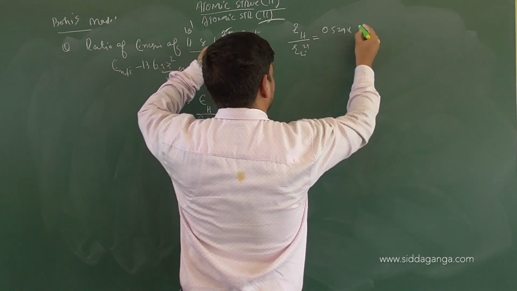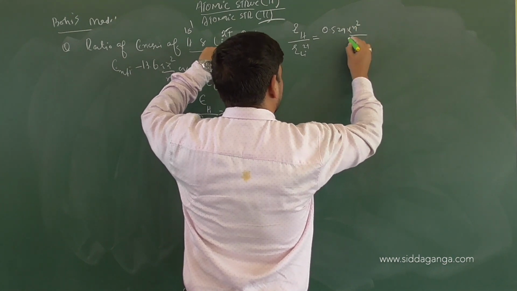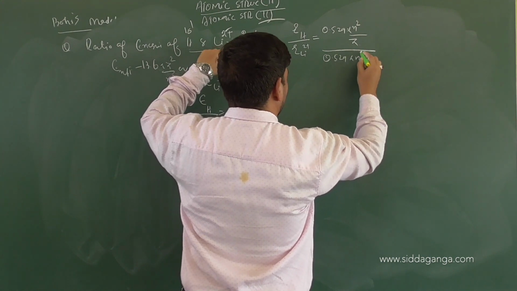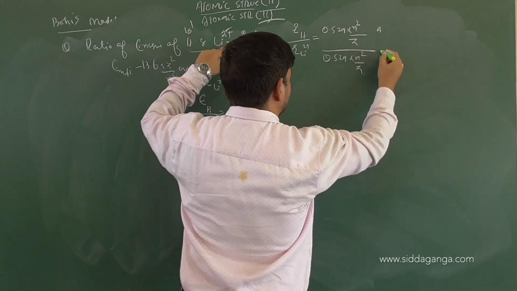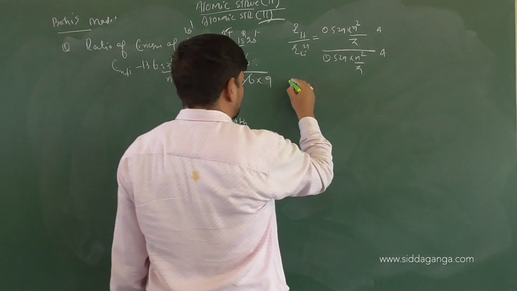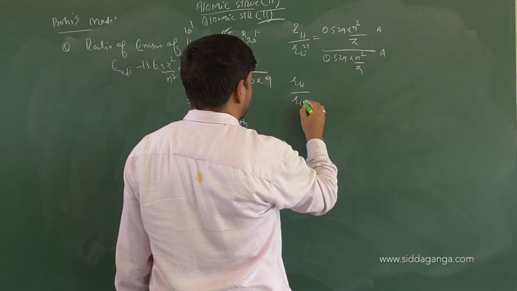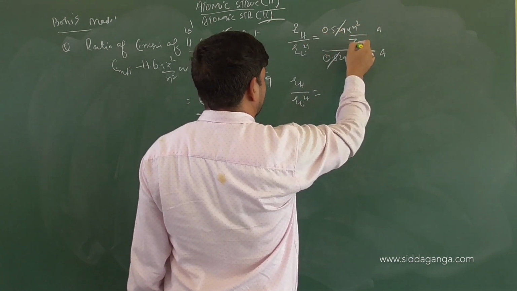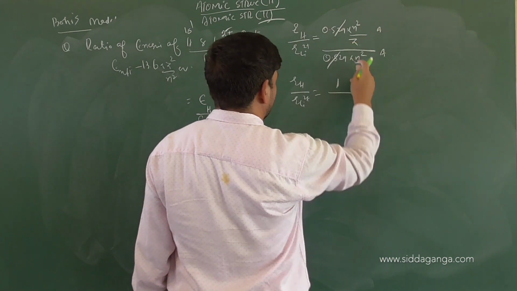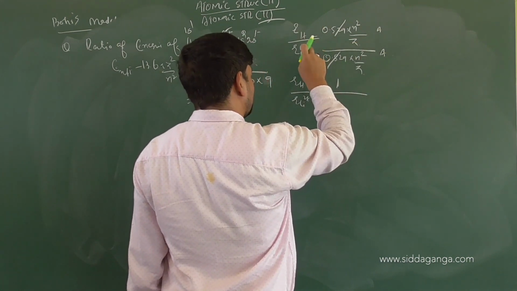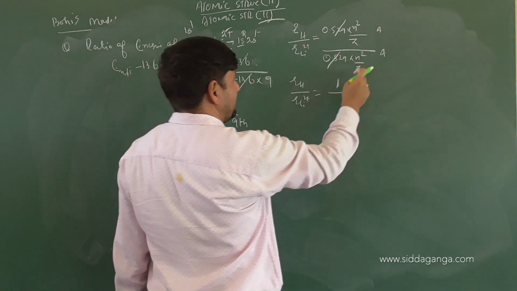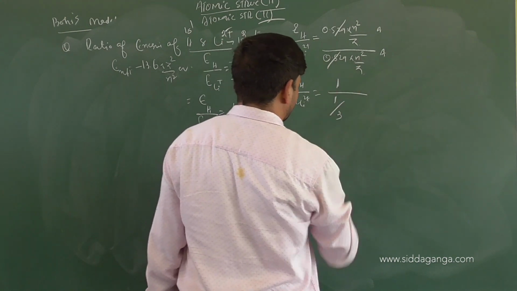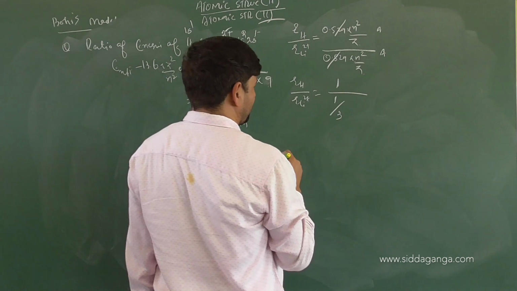0.529 into what? 0.529 into N square by Z in terms of angstroms. So radius of hydrogen to that of radius of lithium 2 plus will be equal to N square for hydrogen 1, Z for hydrogen 1, on the whole divided by N square for lithium, again 1 because you are in the first shell only, but Z, so it will be 1 by, what is Z for lithium? 3.